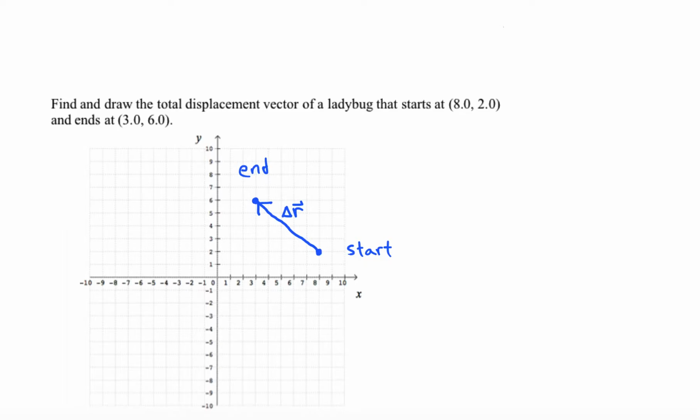Now one thing we can additionally do here is show the delta x and the delta y that create this displacement. By that I mean the ladybug moves to the left here 5 units. And from there she could go up 4 units and arrive at the same ending point that she would have got if she just went diagonally there. And we can label those things. This one will be delta x, and this one's delta y.